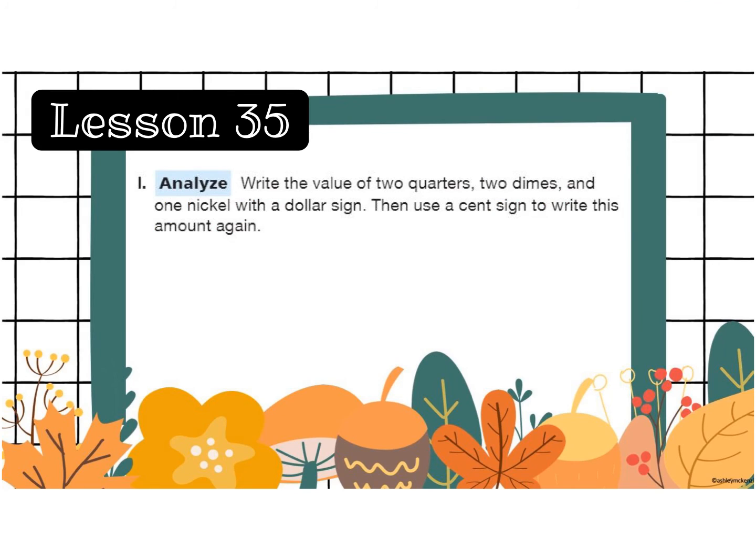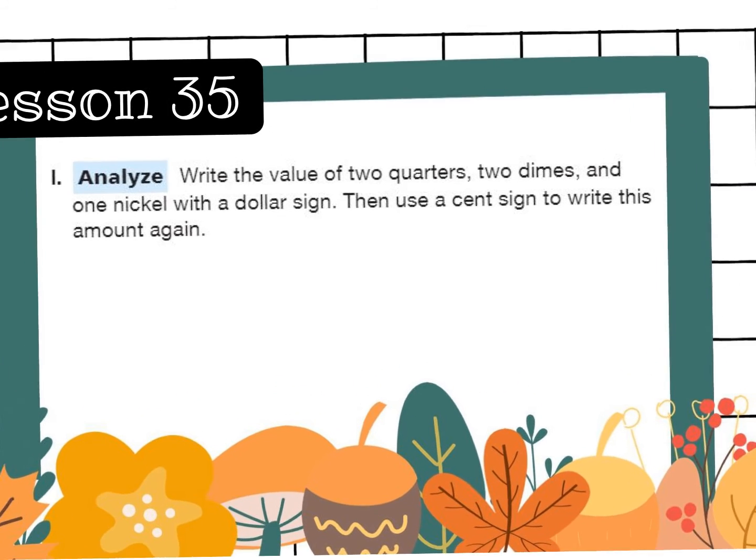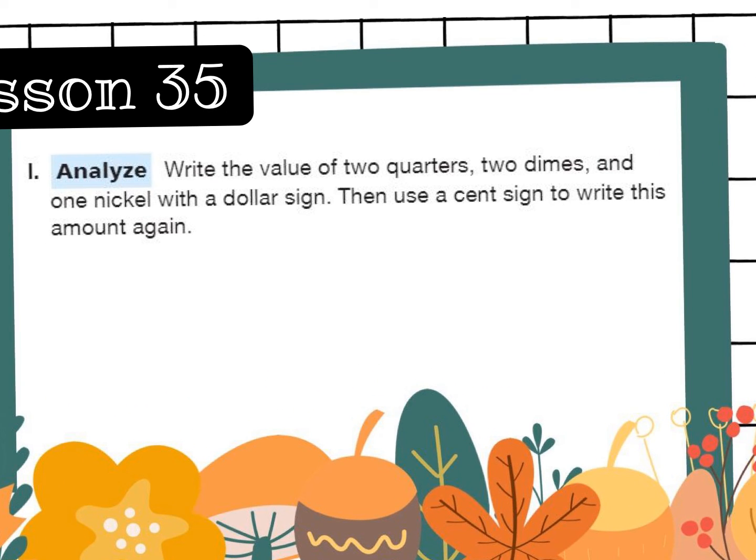Great job. Okay, write the value of 2 quarters, 2 dimes, and 1 nickel with a dollar sign. Okay, so 2 quarters is how much? 50. Okay, so that's 50 cents. Then I have 2 dimes, which is 20 cents. And 1 nickel, which is 5 cents. Okay, so I want to write this total with a dollar sign. So how much is this, first of all? 75 cents. It's 75 cents. So how do I write that with a dollar sign?